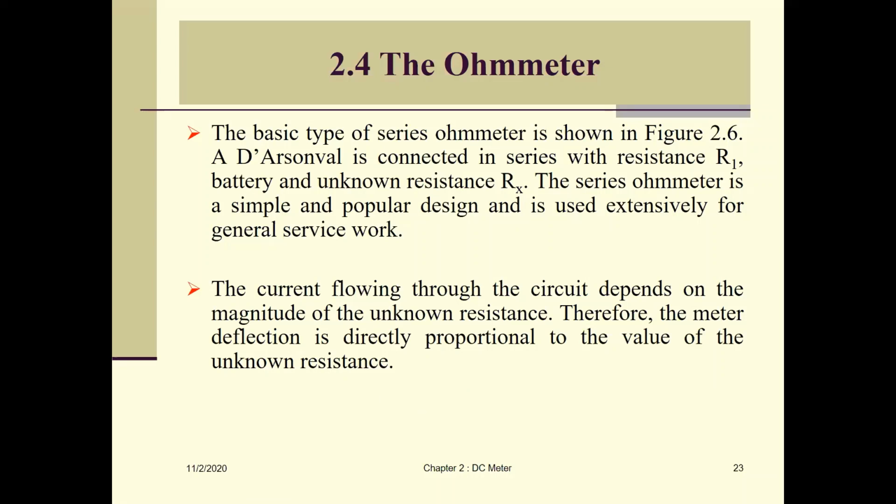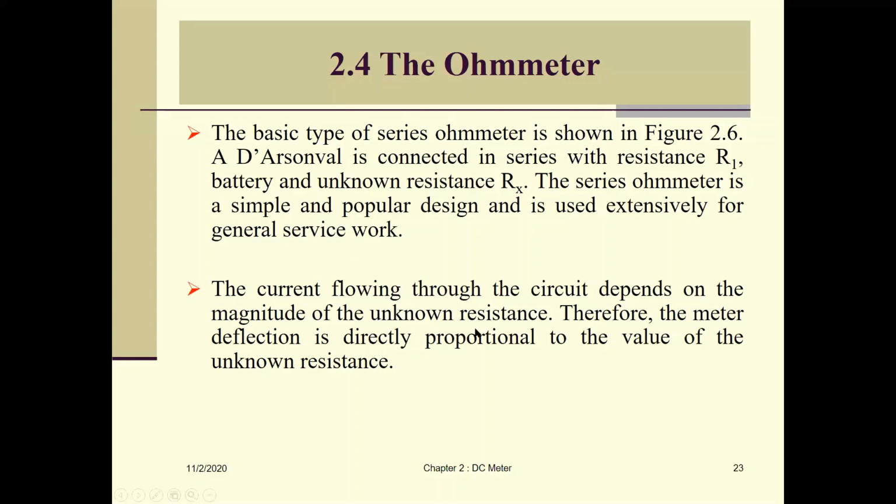Next, after the voltmeter, the DC meter is the ohmmeter. The basic type of the series ohmmeter is shown in Figure 2.6. The ensemble is connected in series with resistance R1, battery, and unknown resistance Rx. The series ohmmeter is a simple and popular design, used extensively for general service work. The current flowing through the circuit depends on the magnitude of the unknown resistance.